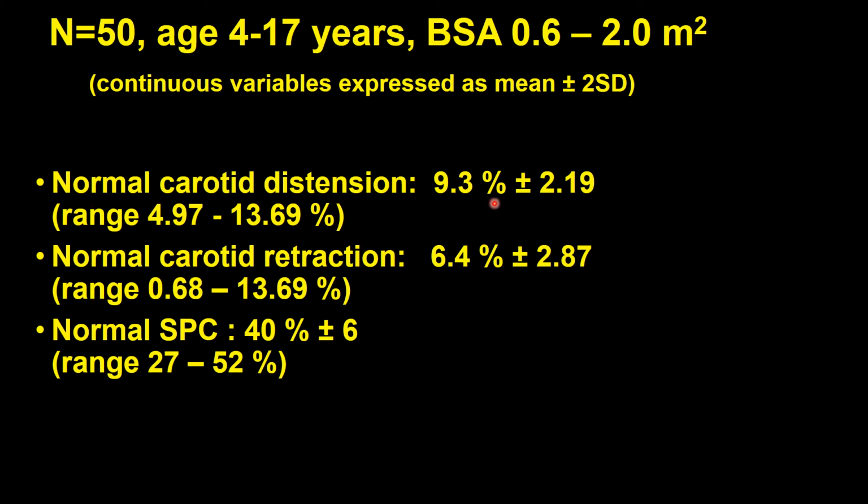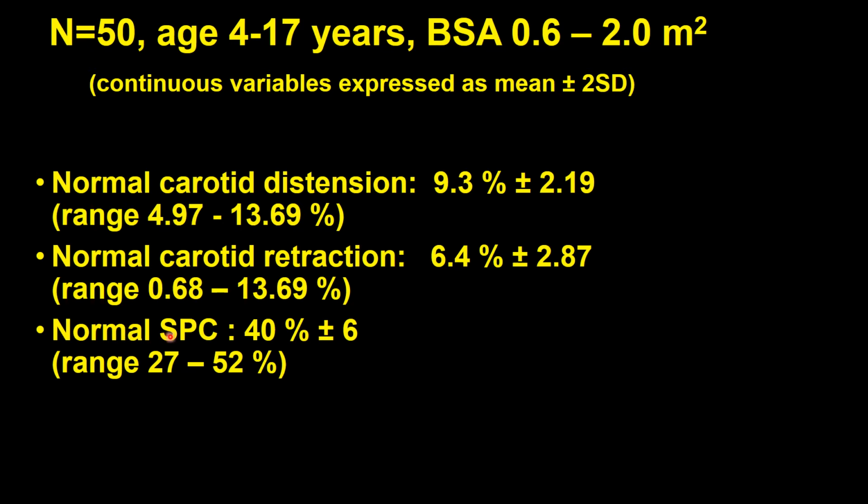9.3% is what we get for normal, and the range is 4.97 to 13.69. So 22% would be way out of our normal limit. And by the way, that's the mean plus minus 2 standard deviations. Normal carotid retraction was 6.4% plus or minus 2.87, and the range was 0.68 to 13.69, so 14% would be out of the normal as well.